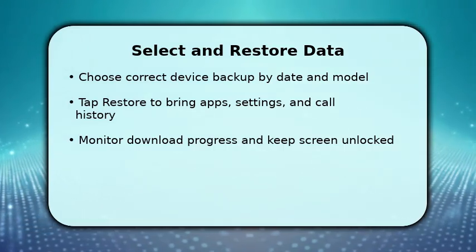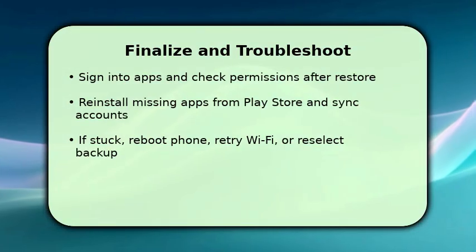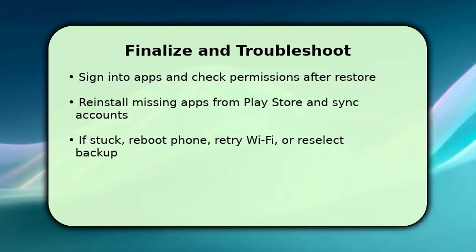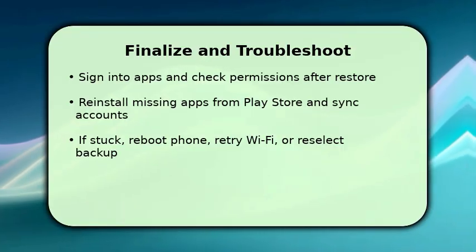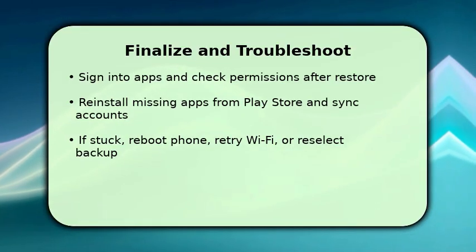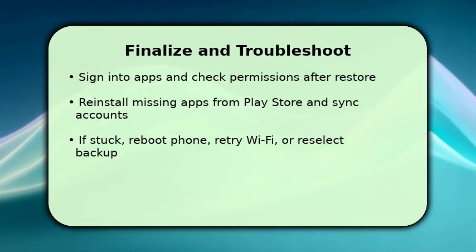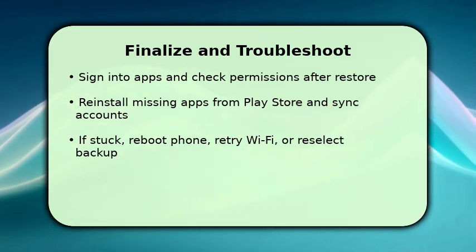After the main restore finishes, you'll sign into individual apps and regrant permissions so features work properly. This step restores functionality like notifications and camera access. Make sure account sync is on for contacts, calendar, and drive. Reinstall any missing apps from Play Store if needed.